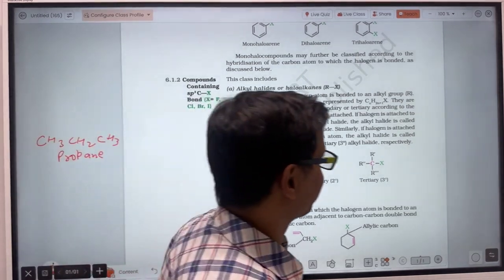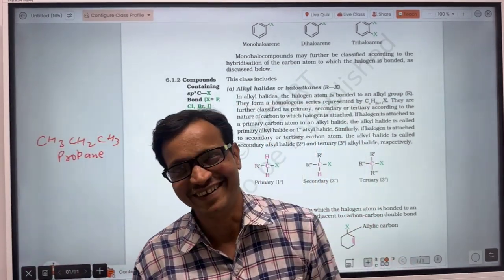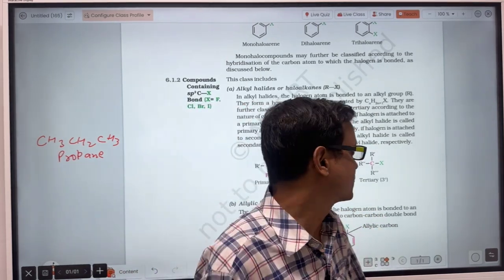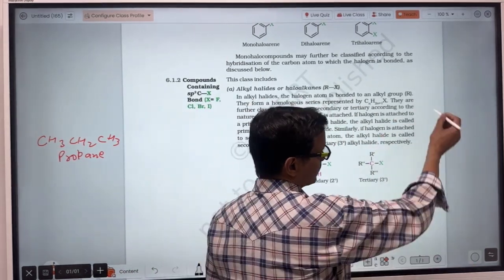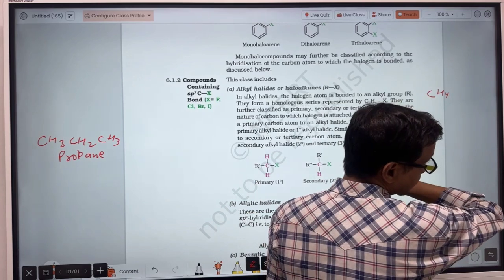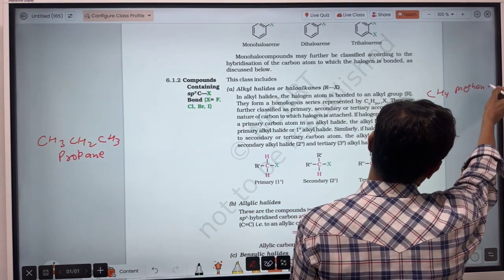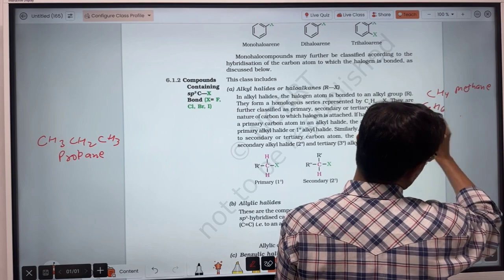Few students may feel difficulty in the names. So first of all, just the ABCD of organic chemistry I am writing here. If there is only one carbon atom in the organic compound, that will be called methane.